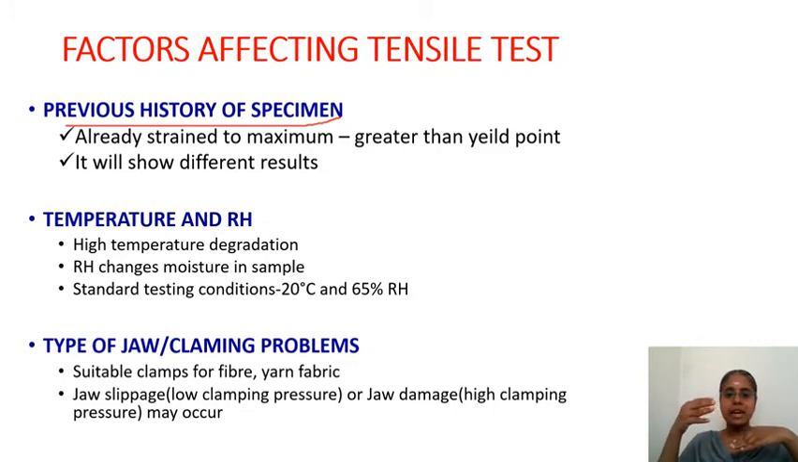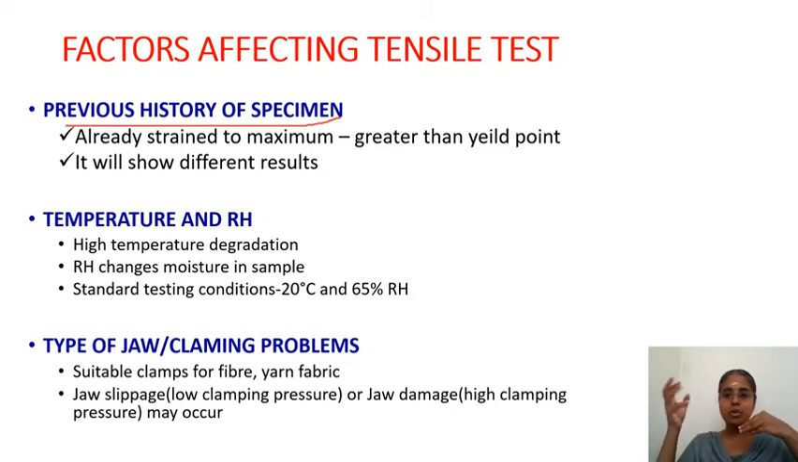So that will have an influence on your tensile test results, as the molecules are the factors which actually hold the specimen or withstand the stresses that are created. So if there is a change in the molecular arrangement due to temperature changes, then that will reflect in your tensile test results. And also the RH.